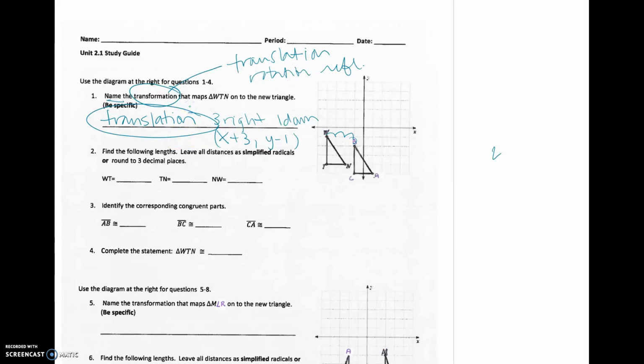All right, next it asks to find the following lengths. So the length of WT is just 1, 2, 3 units. I can just count. The length of TN is 2 units. But when it asks for the length of NW, I have to use the Pythagorean theorem.